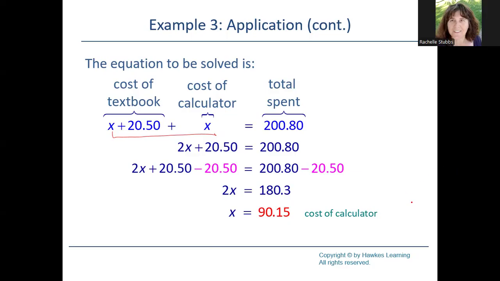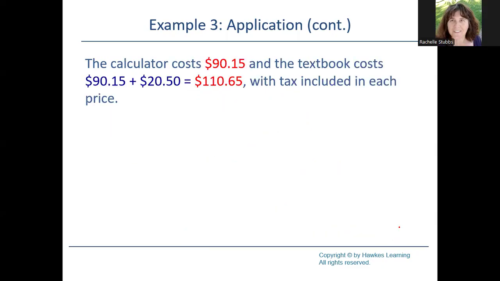Remember, the calculator is less than the textbook, and the textbook is how much more? $20.50. So I'm going to add $20.50 to this to get the textbook. And so I get $110.65 for the textbook. And so now I do know the cost of both items, and I have completed what the question asked of me, the cost of both items.